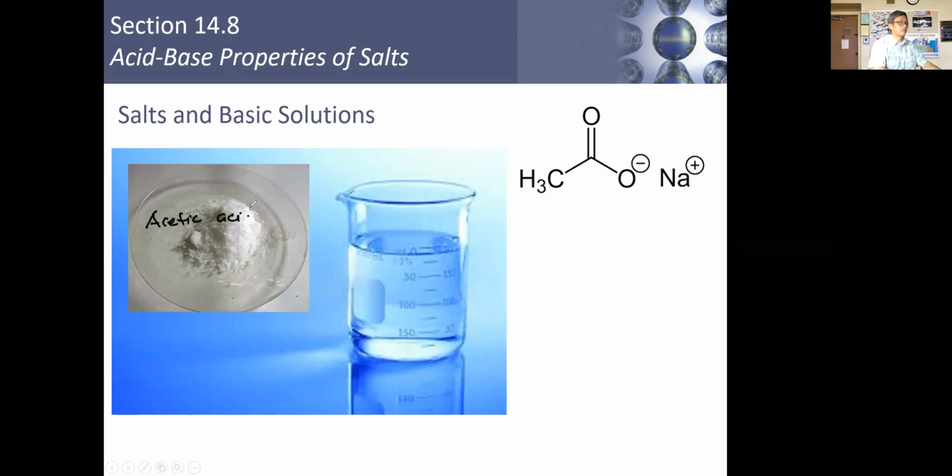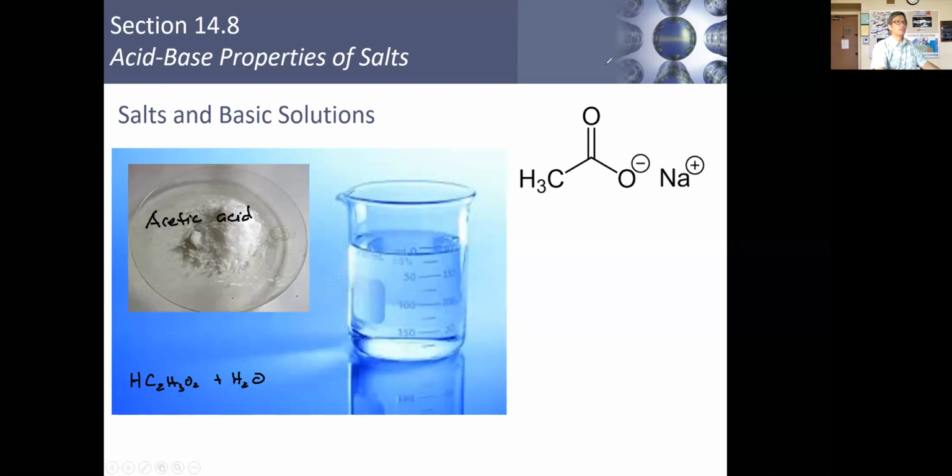So let's take a look at acetic acid, and let's see what happens if you add it to water. Take C2H3O2. I'm sorry, let me write it down here a little bit, give myself a little more room. All right, so you take it and you add it to water, C2H3O2, and we talked about this already.